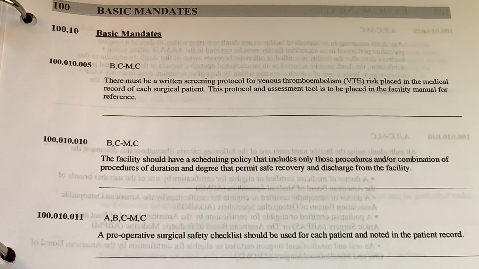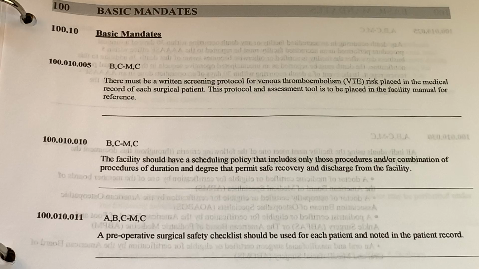100.10.5: there must be a written screening protocol for venous thromboembolism, VTE risk, placed in the medical record of each surgical patient. The protocol and assessment tool is to be placed in the facility manual for reference. I'm certain that everybody has seen one of these before and that you probably already have it in your clinic. If you don't, I can help point you to a resource for that. And anesthesia probably has one of these checklists, so I would ask anesthesia, since they do this as a regular double check anyway.